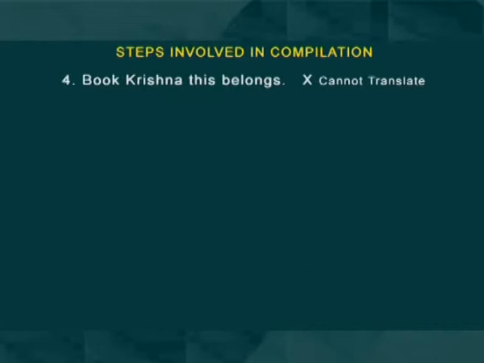The fourth sentence I have given to the translator is, book Krishna this belongs. Maybe I wanted to give, this book belongs to Krishna. But the translator said he cannot translate. Then I asked why, all are valid words. Book is a valid word. Krishna is a valid word of the type identifier. Belongs is also a valid word.